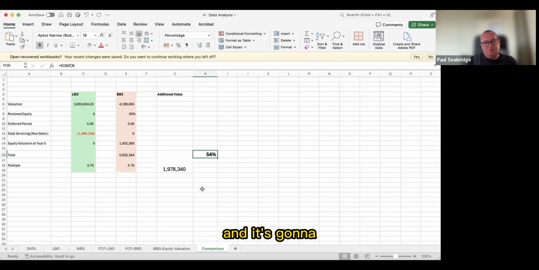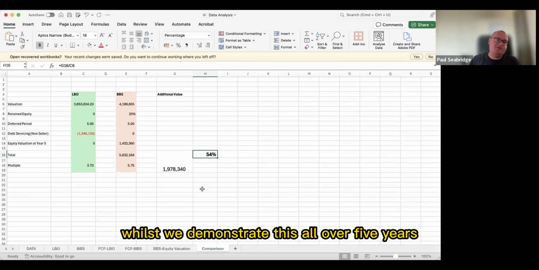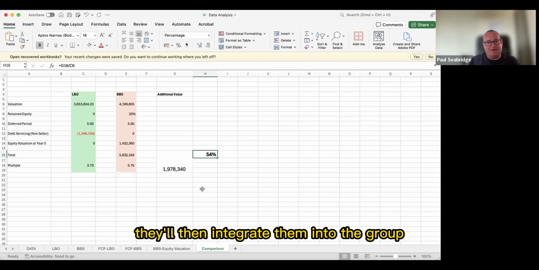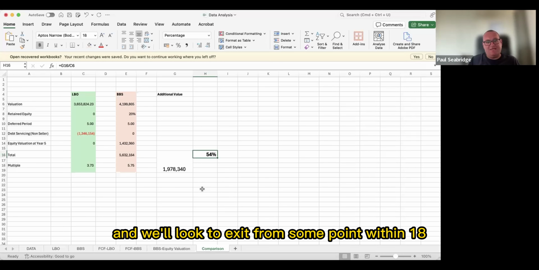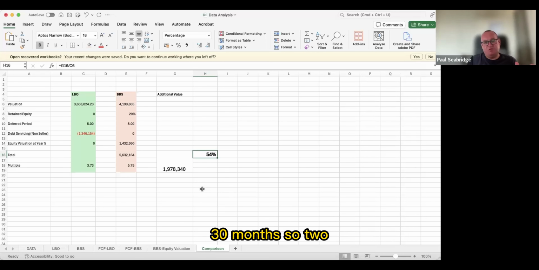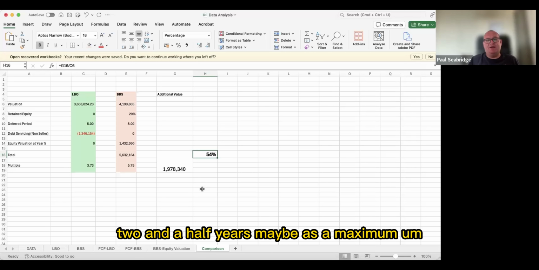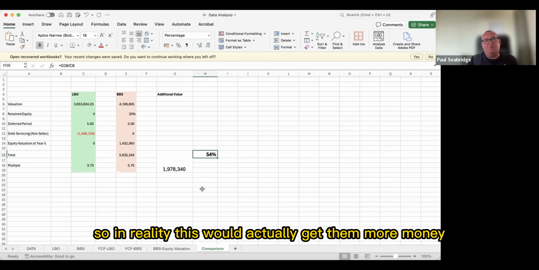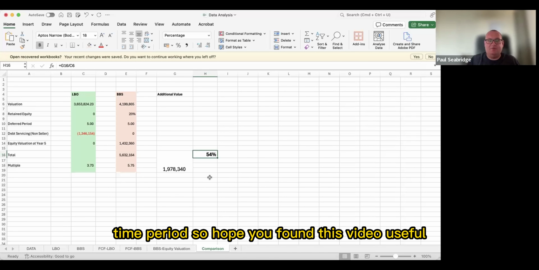And whilst we've demonstrated this all over 5 years, it's likely that we'll buy a load of businesses over the next 12, 18 months. They'll then integrate them into the group, and we'll look to exit from some point within 18 or 30 months. So 2.5 years maybe as a maximum. And obviously at that point, if there is still any deferred consideration outstanding, then that would be settled. So in reality, this would actually get them more money in a shorter time period.